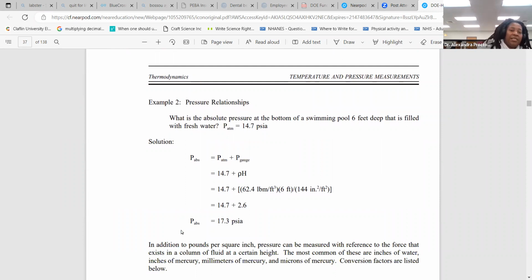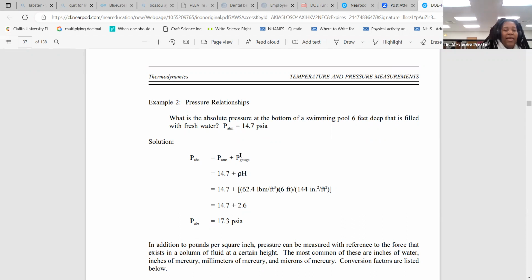Pressure relationship example: what's the absolute pressure at the bottom of a swimming pool that is 6 feet deep and filled with fresh water? They give you that value again for the atmospheric pressure, which is 14.7 psia. The equation you need to use to solve this problem is absolute pressure equals atmospheric pressure plus gauge pressure.